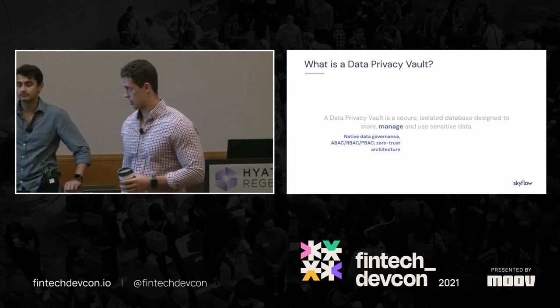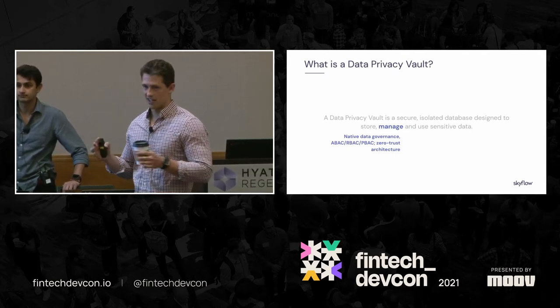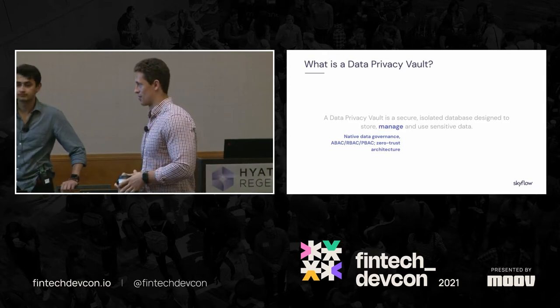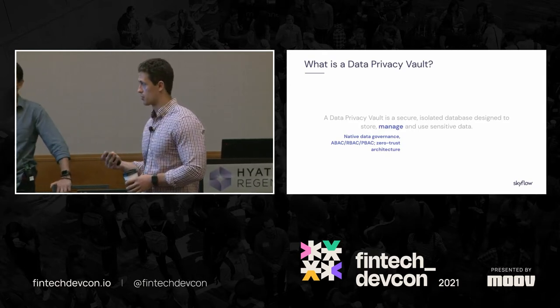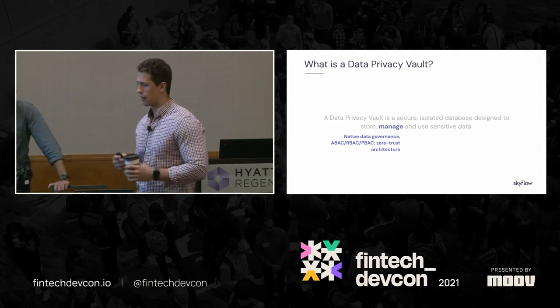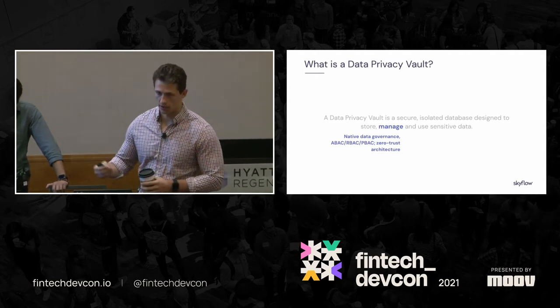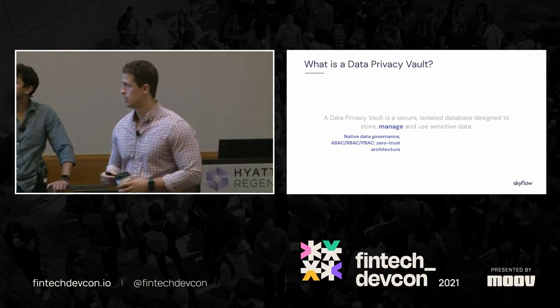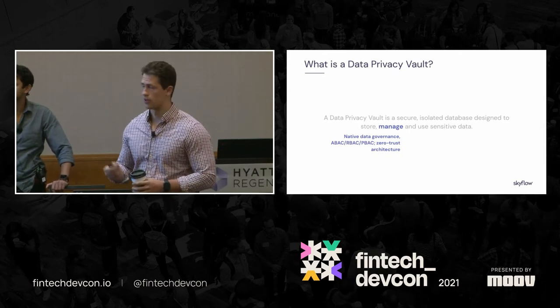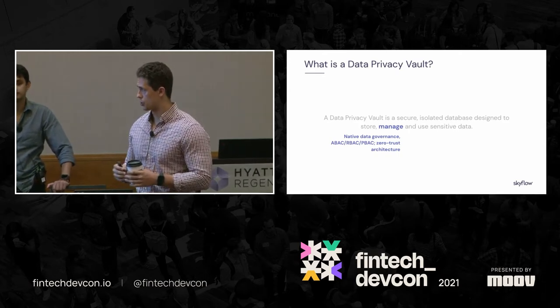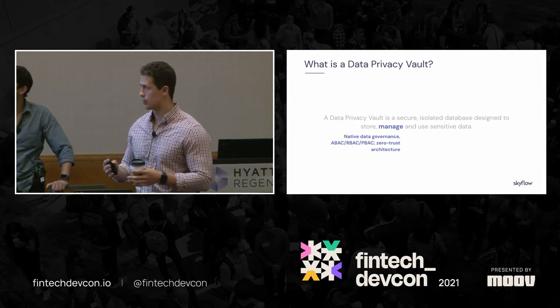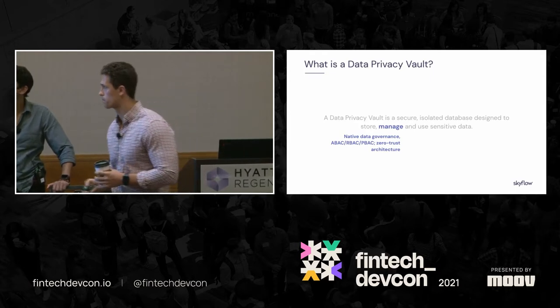And then lastly, zero trust architecture. I think that's a phrase or a concept that gets thrown around a lot. For us, the way we think about this is that every access request, every call that's made to the vault is evaluated in real time for the right access, for the right data, and the right format. So we want to make sure that there's consistent observability and evaluation across the entire vault layer.